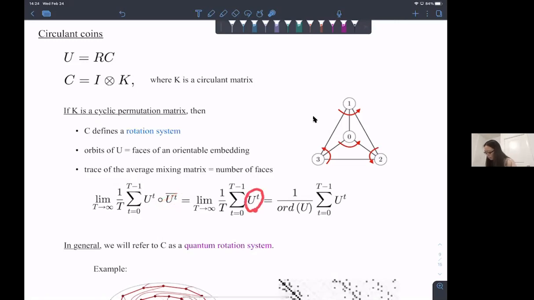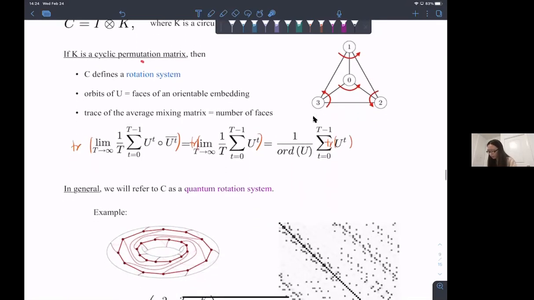Now, U has finite order. So when we take the average as t goes to infinity, this is really the average over a finite period, which is the order of the permutation matrix U. Now I can take the trace on both sides. Trace here, and that boils down to the sum of the trace of U to the t. But that is really the number of points fixed by an element lying in the cyclic group generated by U. So by Burnside's lemma, this is equal to the number of orbits, or the number of faces of the orientable embedding. Okay. So that's what happens when you take a permutation coin.